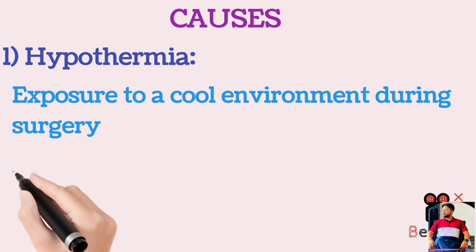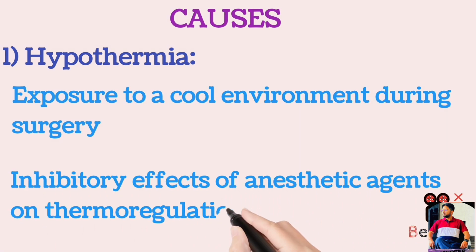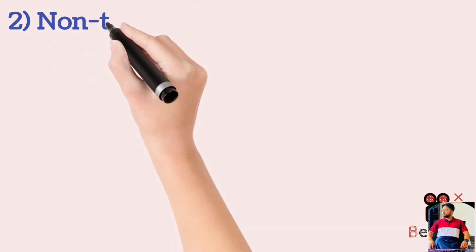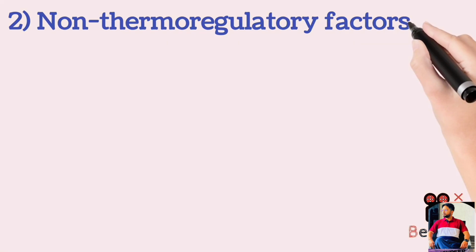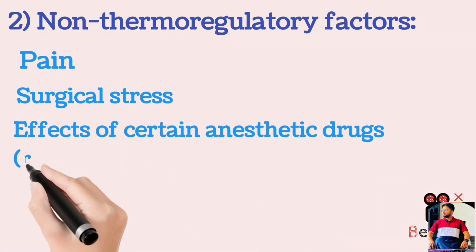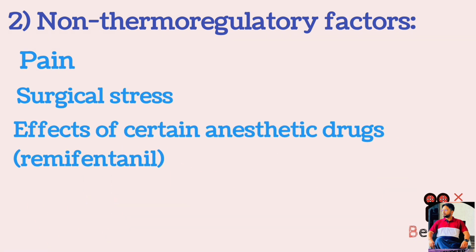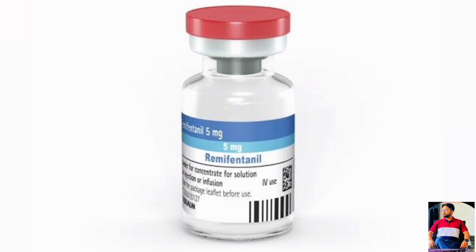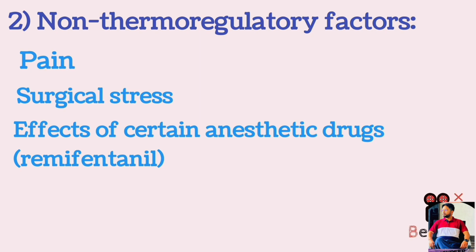Heat loss occurs via radiation, convection, evaporation and conduction. It may also be due to the inhibitory effect of anesthetic agents on thermoregulation. Shivering can also occur in patients with normal body temperature due to other factors known as non-thermoregulatory factors, such as pain, surgical stress, and the effect of certain anesthetic drugs, particularly short-acting opioids like remifentanil, which can lead to acute opioid withdrawal symptoms and hyperalgesia.